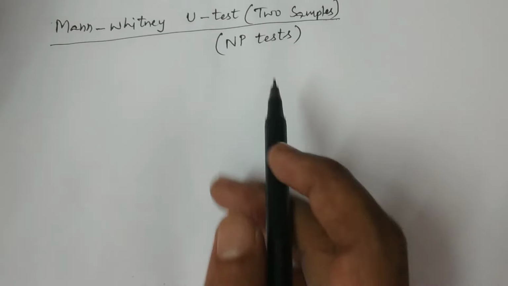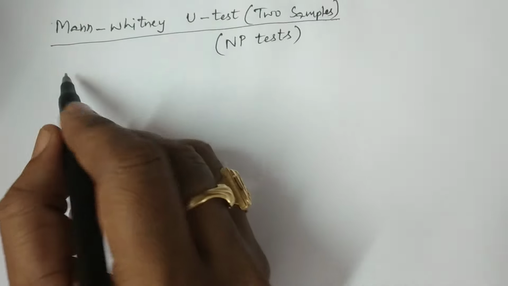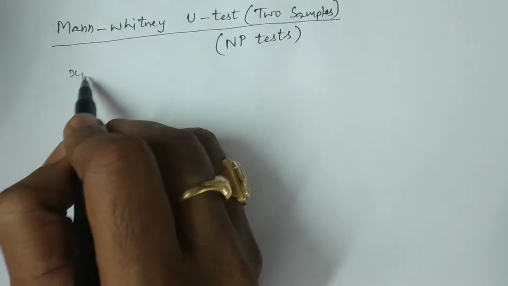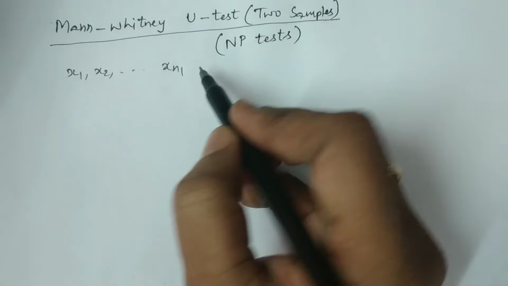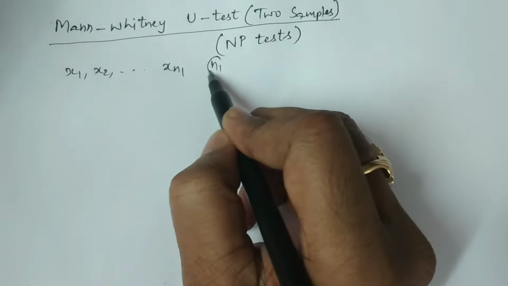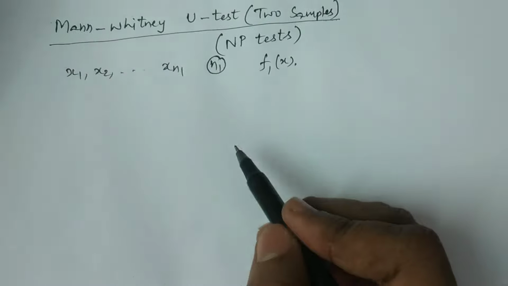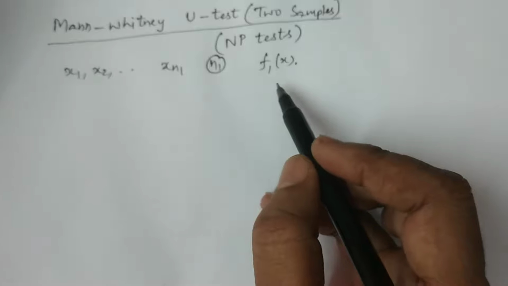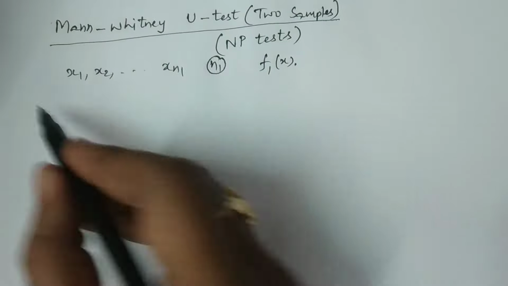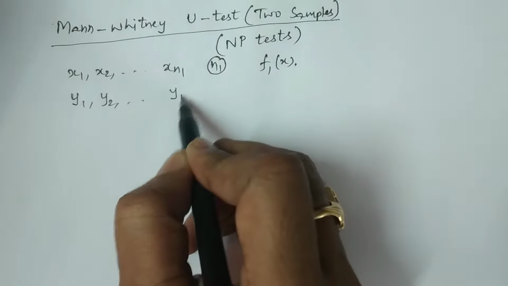In which fashion do you have to consider two samples? Here are two independent samples you have to consider. For example, x1, x2 and so on, xn1, a sample of size n1 drawn from the first population with the function f1(x). Similarly, you consider y1, y2 and so on, yn2.